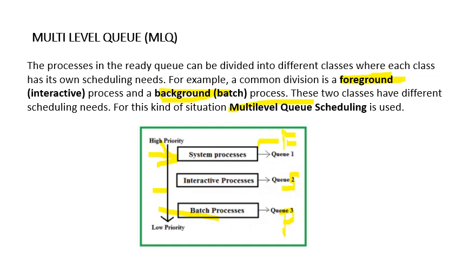Suppose the system and interactive queues have completed execution and are empty, and batch execution has started. In the middle of the execution, a new process arrives in the system process queue. Then the batch process that is executing will be paused, and the operating system will take the new process for execution. That is the main drawback of the multi-level queue.